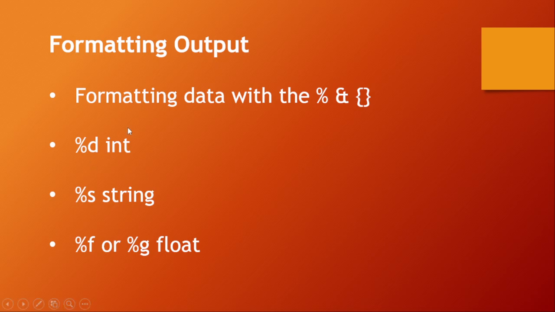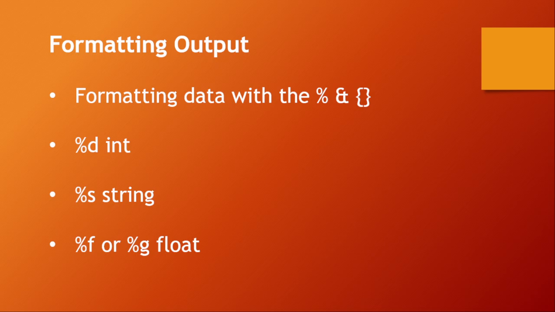So when I use percentile operator, we need to use the percentile D and percentile S and percentile F or percentile G. So here, each one represents one data type. Percentile D means integer, percentile S is string type, and percentile F is for float, for decimal numbers. So before using this percentile, we need to remember the data types. I will show you a few examples here.